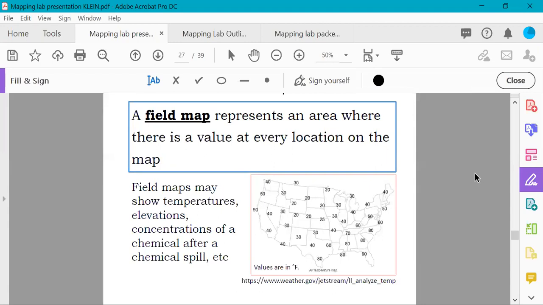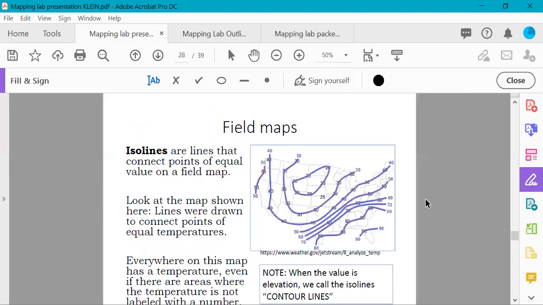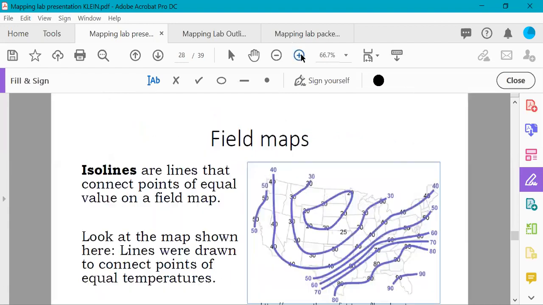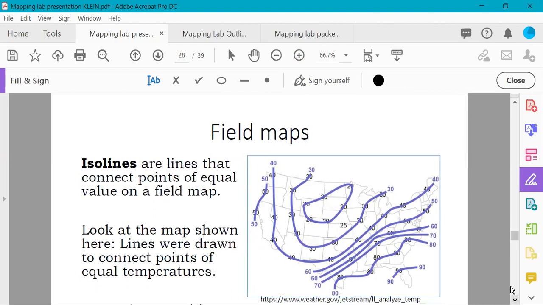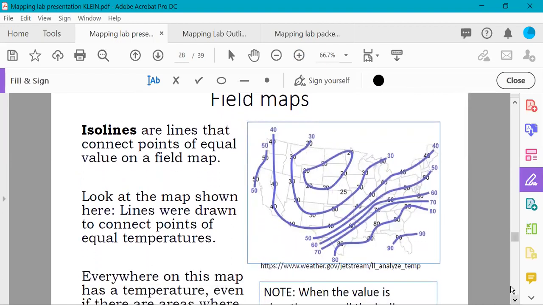So topographic maps are field maps of elevation because there's elevation everywhere on Earth. Whether it's above sea level or below sea level, there's an elevation everywhere. So isolines are lines that connect points of equal values on a map, on a field map specifically.